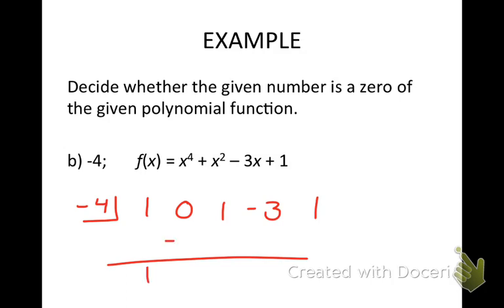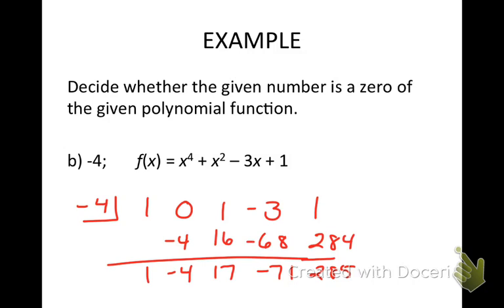Bring down your 1, negative 4, negative 4, 16, 17. My goodness. What is that? Negative 68. You guys got any giant number? That's 4 times 71. You guys getting 285 for your remainder?